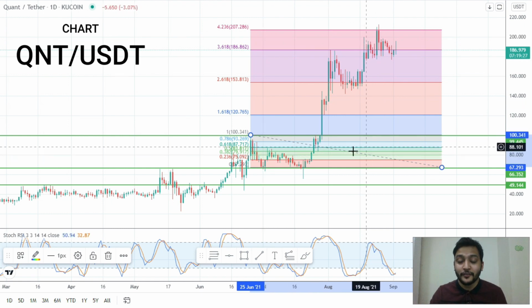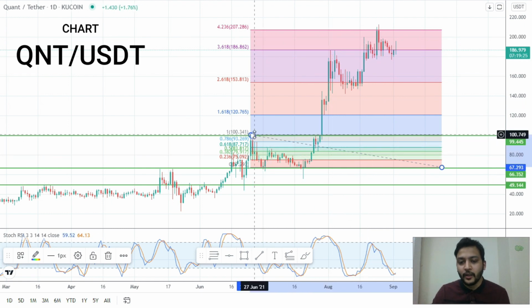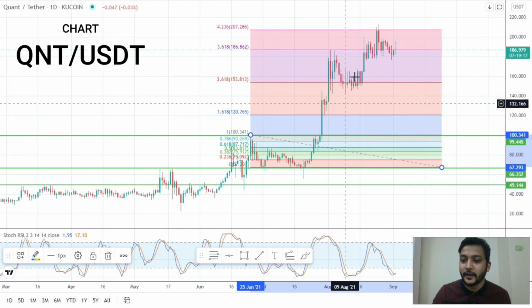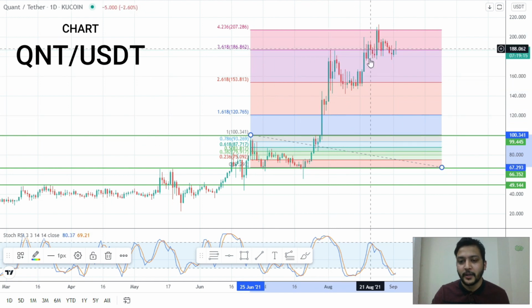So fibs are one of the best indicators that you can use. Identify the local high and the local low. Just plot your fibs from the local high to the local low, or the resistance to the support, and you will be able to predict where the price might move for that particular token.